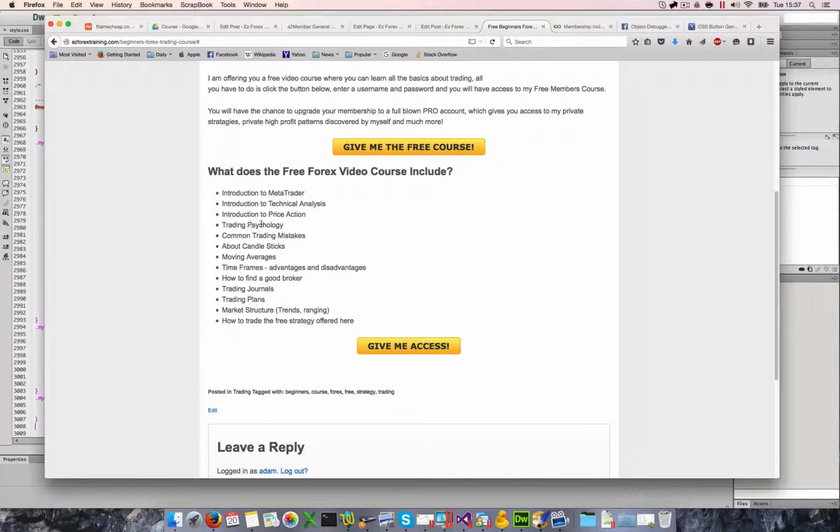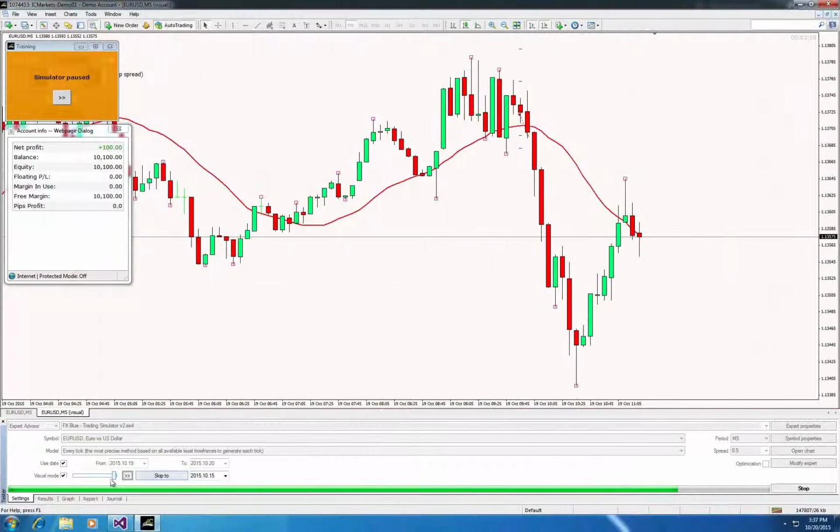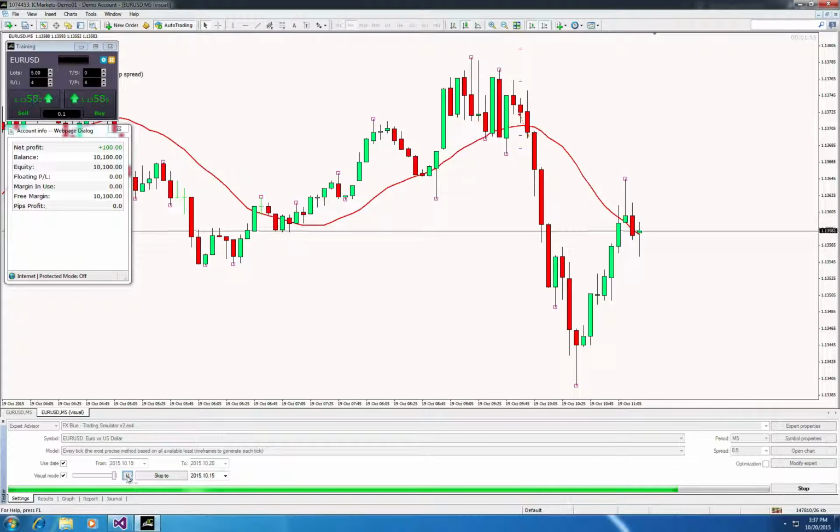So trading psychology, common trading mistakes, candlesticks, moving averages, time frames, advantages and disadvantages. There's a lot of controversy over which time frame is best to use. The reality is there's no best time frame to use. How to find a good broker, trading journals, trading plans, market structure, basically how to trade the free strategies offered on this website.